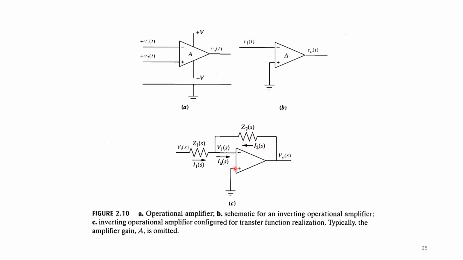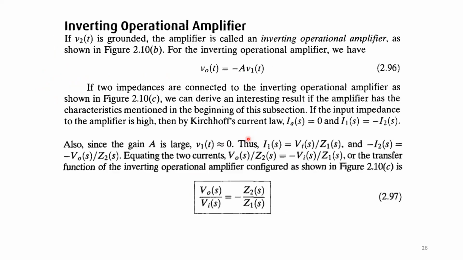Sorry, that is the diagram. See, this is zero, plus I1, that is the input, and the output is through Z2. So this one is the transfer function equation of the inverting operational amplifier. The inverting operational amplifier transfer function is given here.